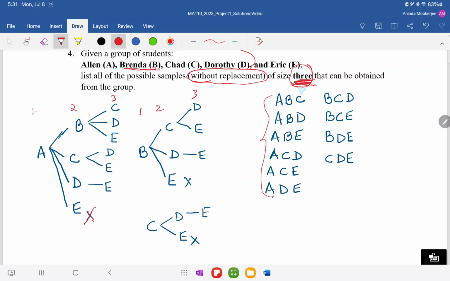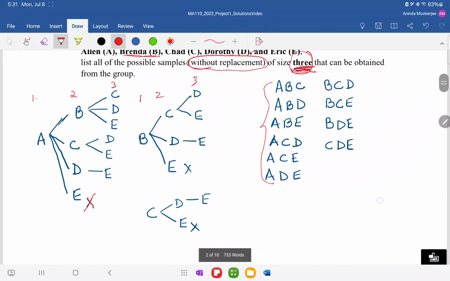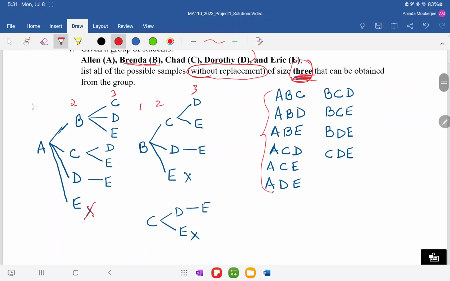So when we are working with size 3 from a population of 5, all right, if we want to build combinations of size 3 from 5 names, then it'll always be 10 unique combinations. So all possible samples would be 10. The number of possible samples would be 10, and these are all listed here. So I think that's all this question is asking for, all right, to come up with unique combinations.